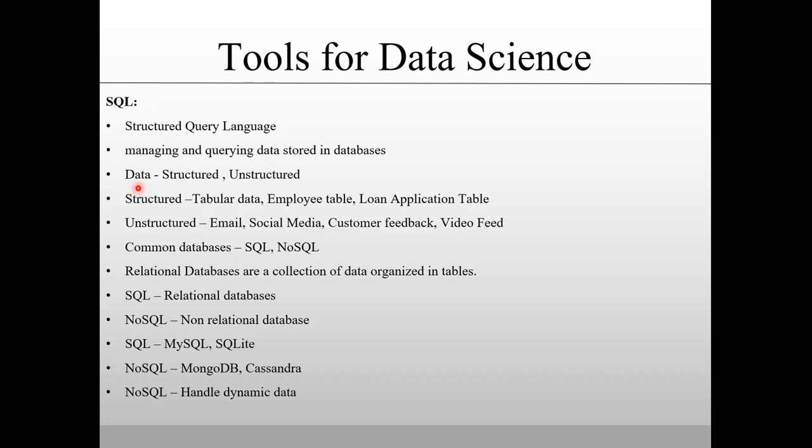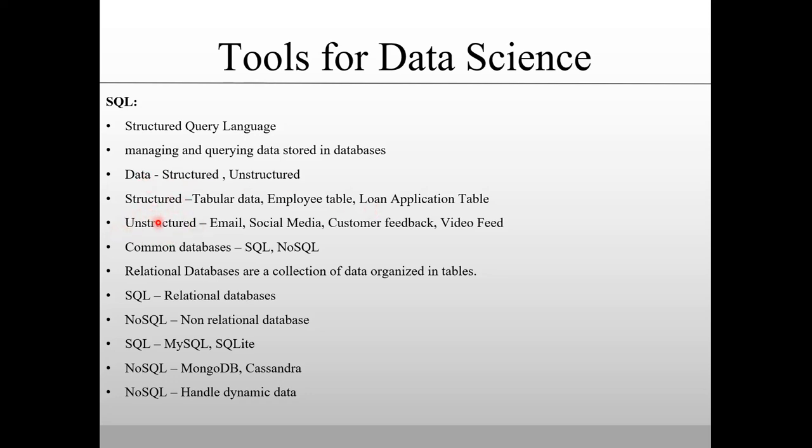Data is the main ingredient of any data science project, right? Your data can be either structured or unstructured. Structured means the data can be organized in tables. It can be tabular data, such as student data stored in a table, or employee data stored in a table, or loan application data stored in a table. Any kind of data which is organized in a table comes under structured data.